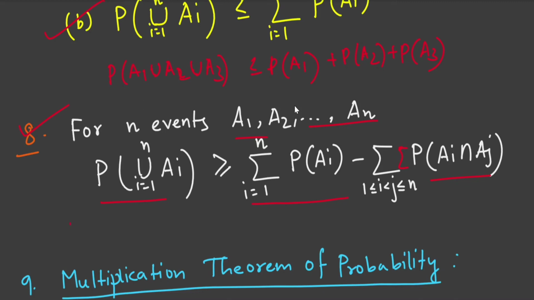So for any three events, probability of A1 union A2 union A3 is greater than or equal to probability of A1 plus probability of A2 plus probability of A3, minus, taking two at a time, probability of A1 intersection A2 minus probability of A2 intersection A3 minus probability of A3 intersection A1. We can write this result. This is another important result.